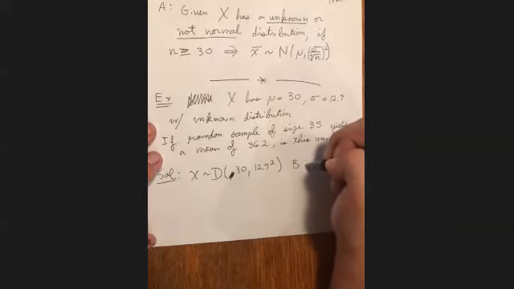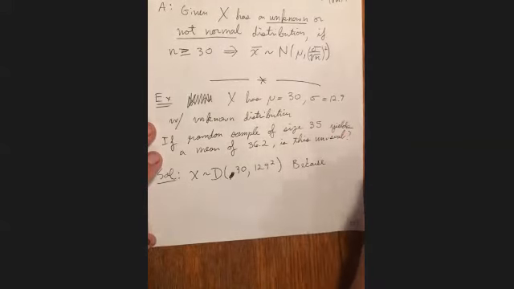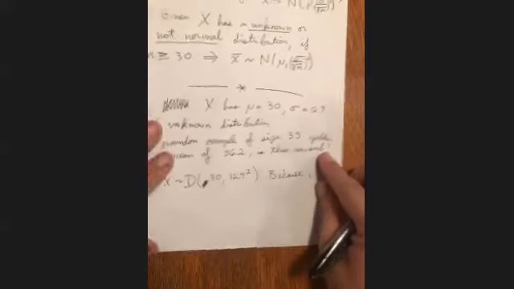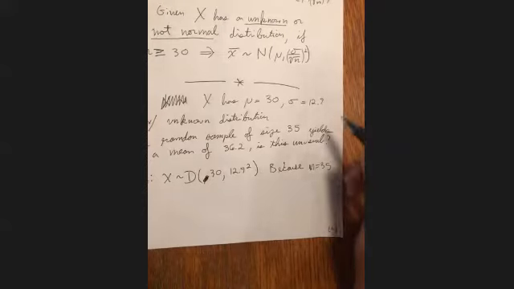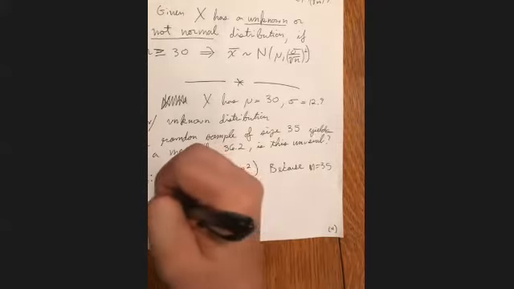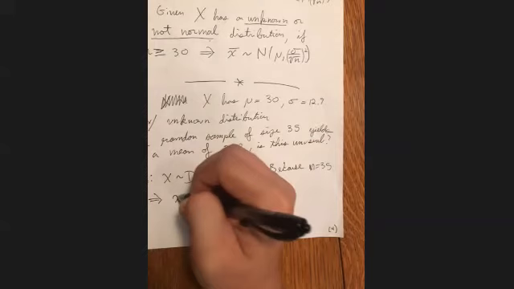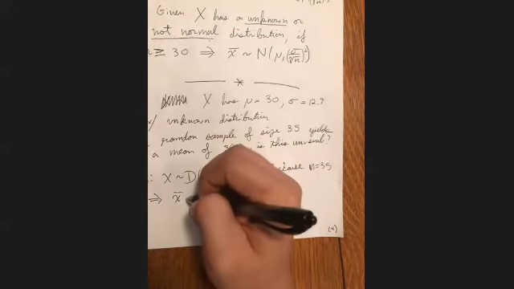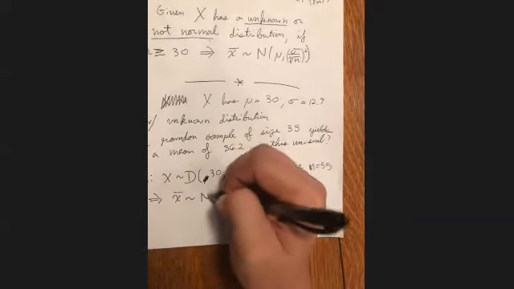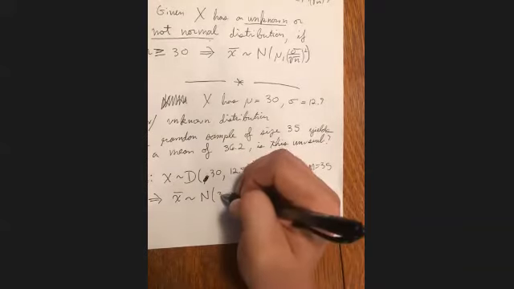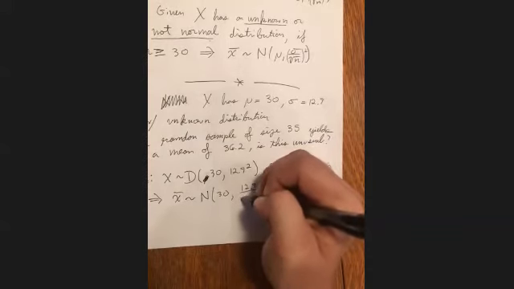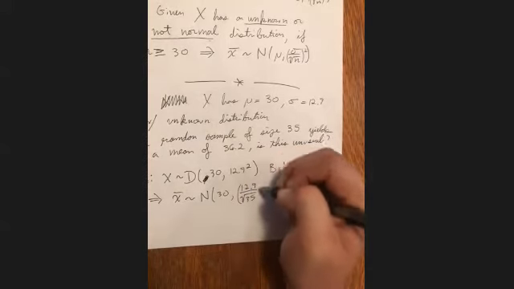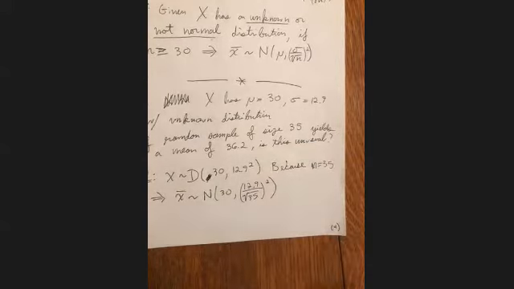Okay, now, because this is the logical part, because the sample size is 35, which is greater than or equal to 30, because that sample size is big enough, we can assume that the sample mean distribution is normally distributed with a mean of 30 and a standard deviation of 12.9 divided by the square root of 35. So that's the central limit theorem.